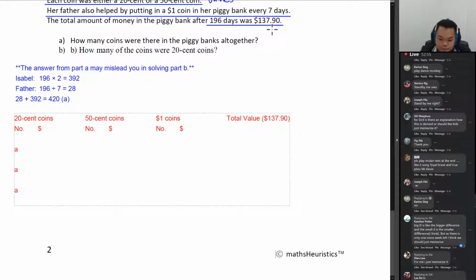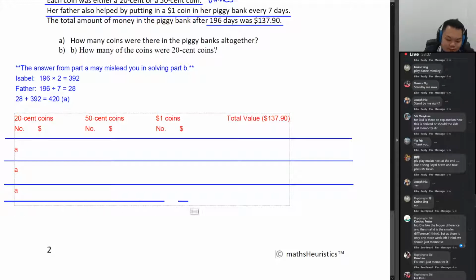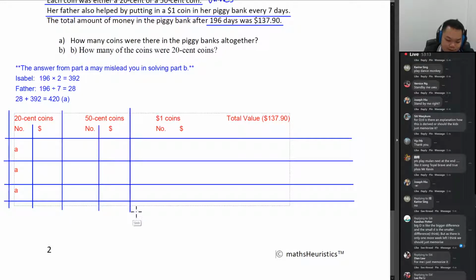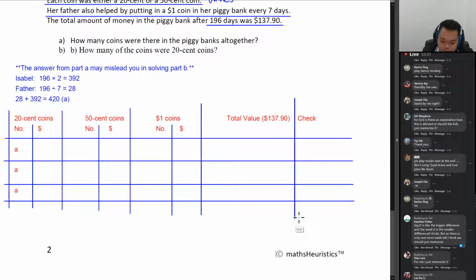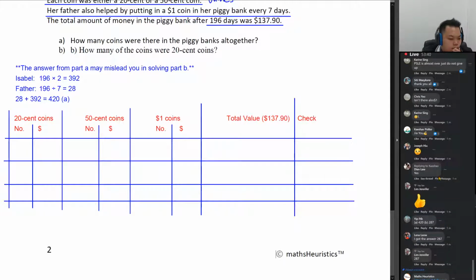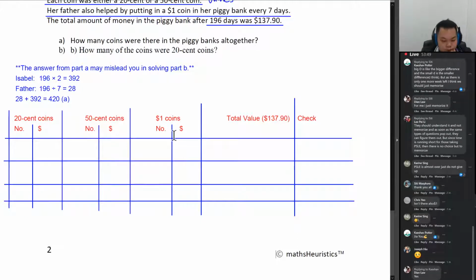Okay, so here, now, okay, wait. Yeah, there's also $1 coins. Yeah, there's $1 coins here.